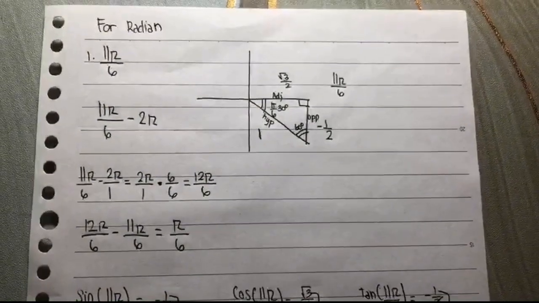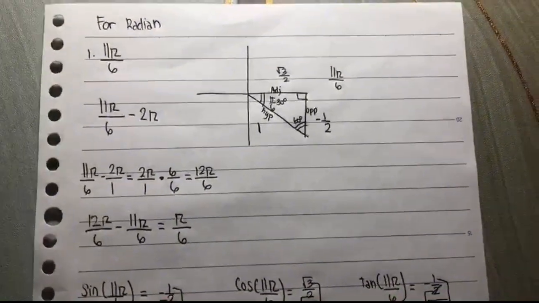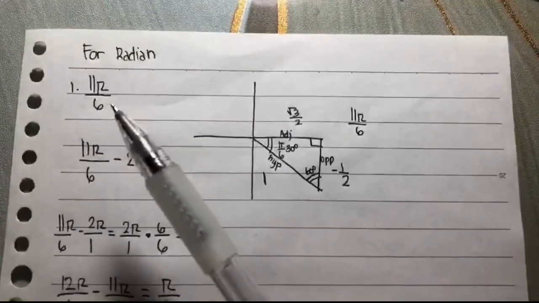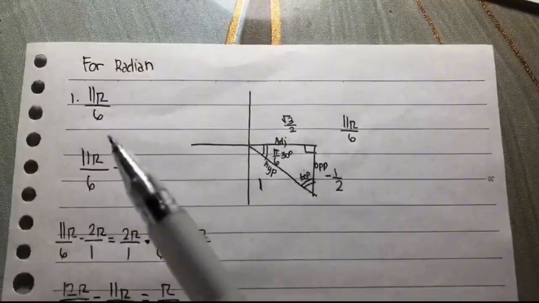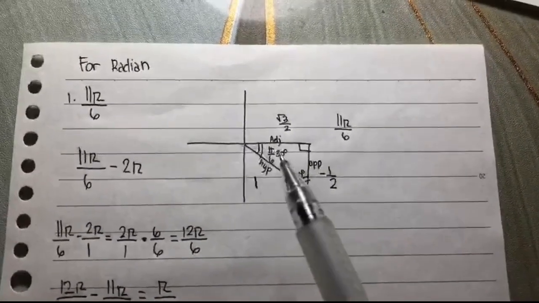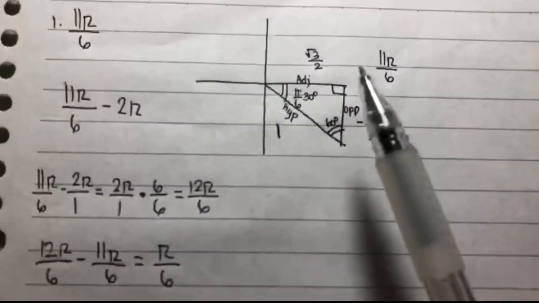And now, let's proceed to example number 2 for radian. 11 pi over 6. First, hanapin muna natin kung saang quadrant naka-lies yung 11 pi over 6. Yung 11 pi over 6, kapag kinonvert natin siya into degrees, ang value niya is 330 degrees. So, maglalay siya ngayon sa quadrant 4. So, idrawing lang natin.